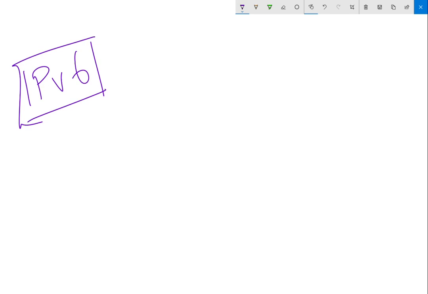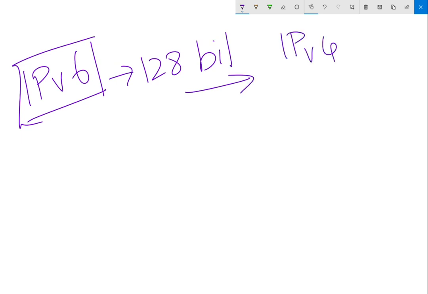The size of IP version 6 is 128 bits, compared to IP version 4 which is 32 bits. When we compare 32 to 128, it seems to be a big number, but how big is it actually? Let me give an example to make you feel how big 128 bits is.